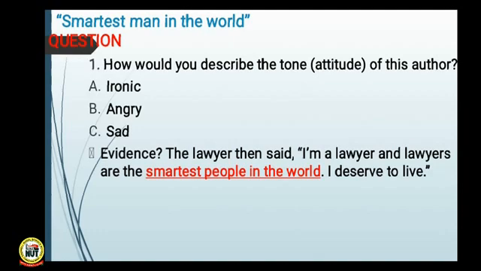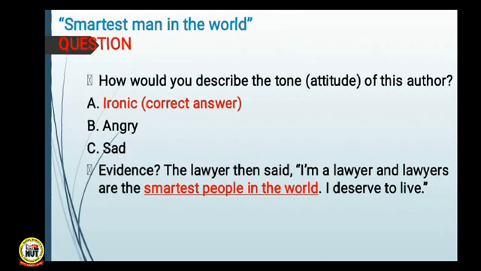Well, what is your answer? Okay, let me give you a tip. Look at the evidence. The lawyer then said, "I am a lawyer, and lawyers are the smartest people in the world. I deserve to leave." So what do you think is your answer? I just gave you an evidence.